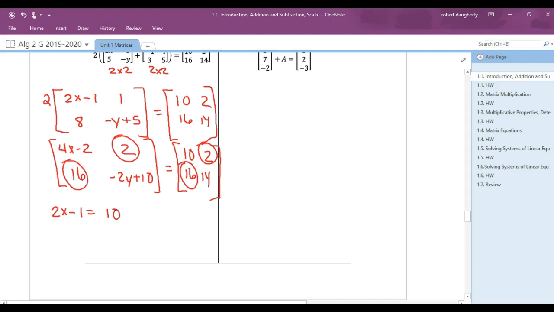Oh, sorry, let me back up. Don't let me make mistakes. Look, that's already my first mistake of the year and the first day. 4x minus 2 has to equal what? 10. And negative 2y plus 10 has to equal what?